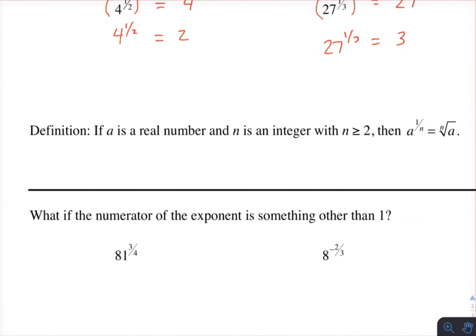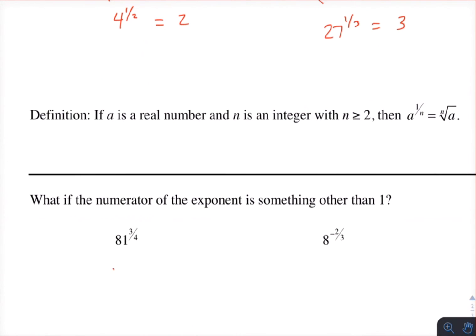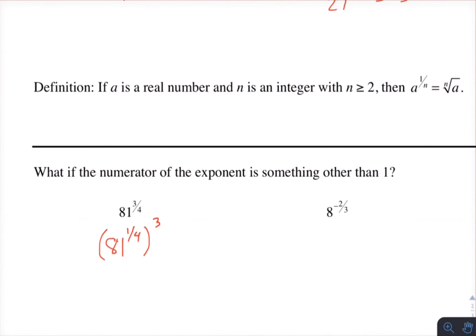So looking at 81 to the 3/4, we could rewrite that as 81 to the 1/4 raised to the 3rd power. Because again, if we multiply those exponents, we get 3/4 as the new exponent. And 81 to the 1/4, we just learned above, is the 4th root of 81, which is 3. So this just becomes 3 cubed, which is 27.